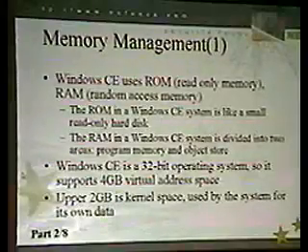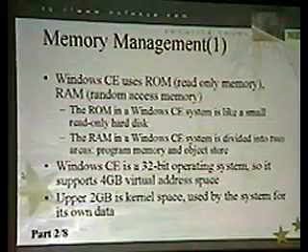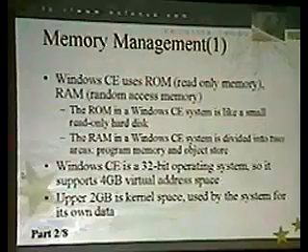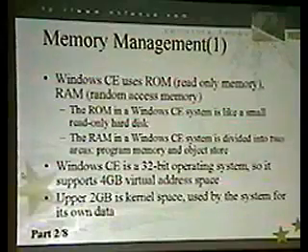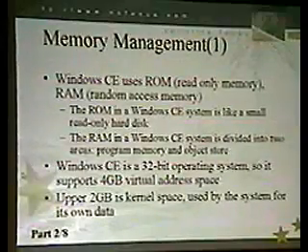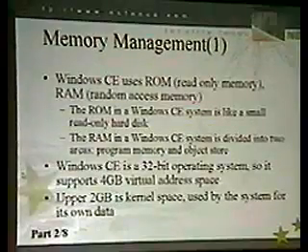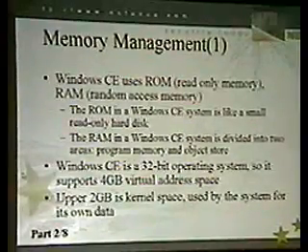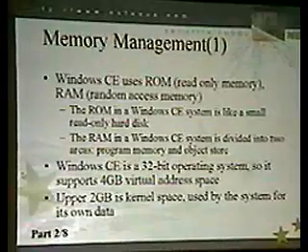Another area of Windows CE RAM is program memory. Program memory is just like the RAM in the PC. It stores the heaps and the stacks of the applications that are running. The dividing line between the object store and the program memory is adjustable. The user can move the dividing line by the system control panel applet.